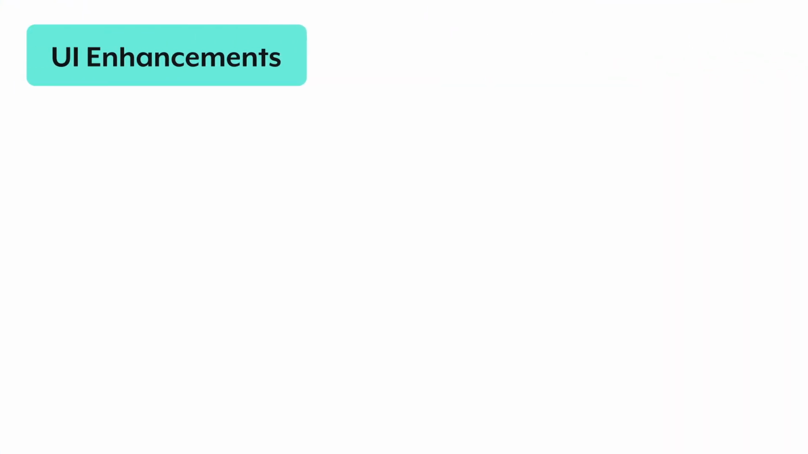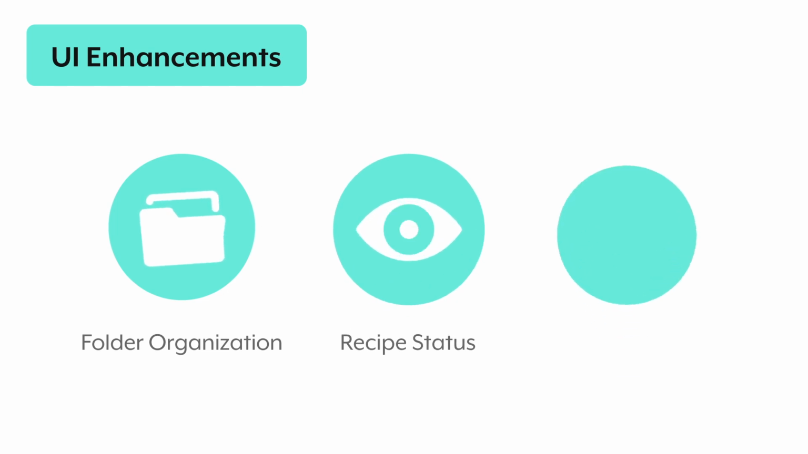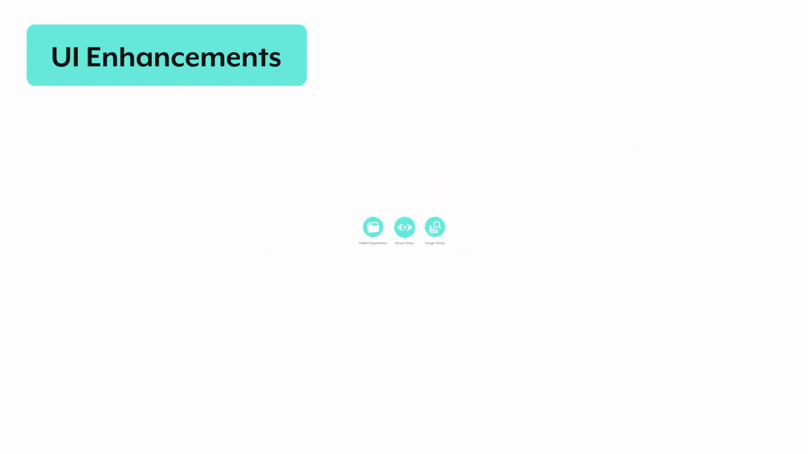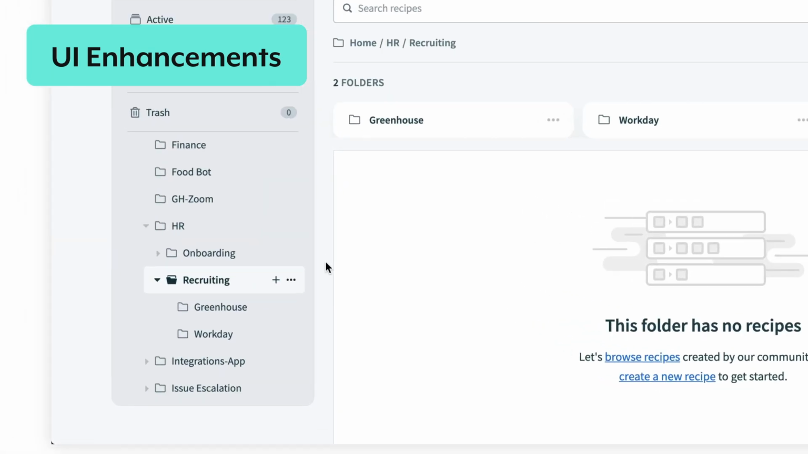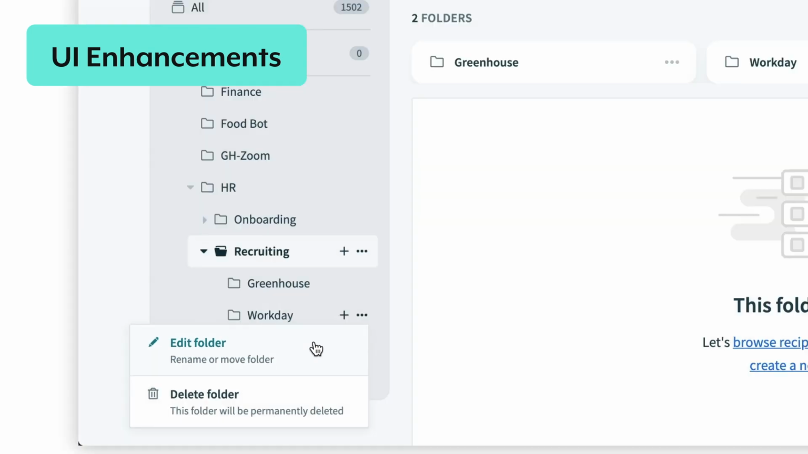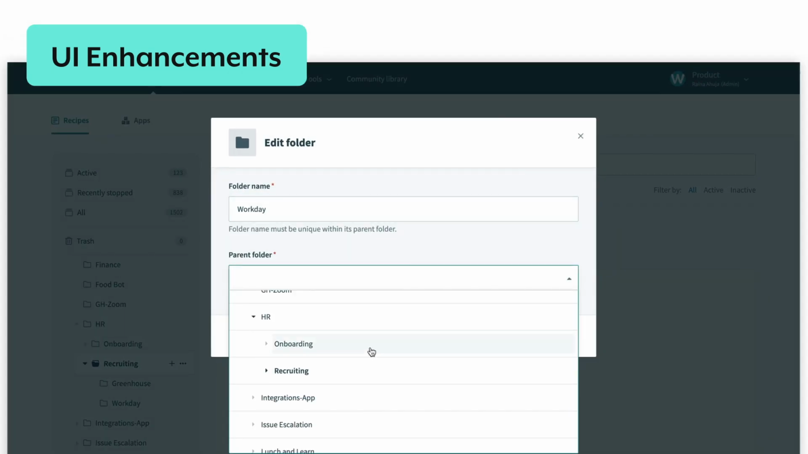This month, the Workato UI has seen several enhancements to make it easier to work with folders, view the status of recipes, and look through recipe trends. Now, you can easily specify the parent folder when creating a subfolder. Want to move it to a different parent? Choose the Edit Folder action and select the destination parent folder.